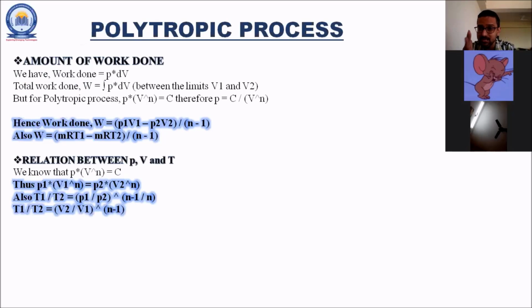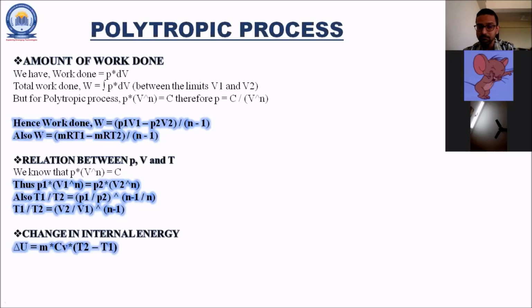Dear friends, if you are understanding the simple points, then you can easily remember the equations. Relation between temperature and volume, that is T1 by T2 is equal to (V2 by V1) raised to (n minus 1). Change in internal energy, our standard relation, that is delta U is equal to m Cv (T2 minus T1).